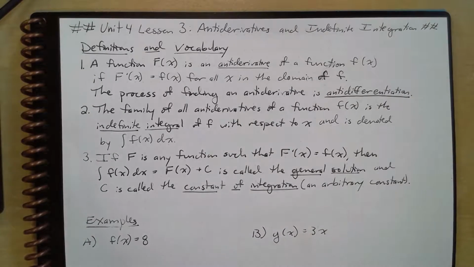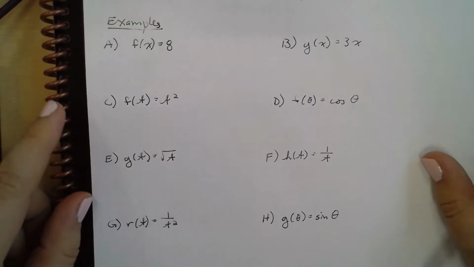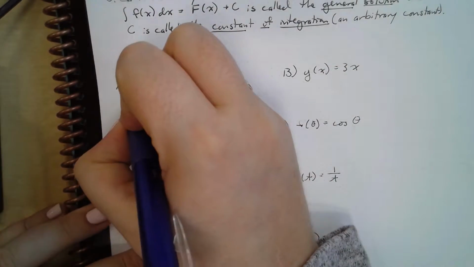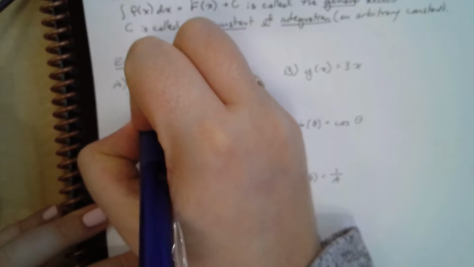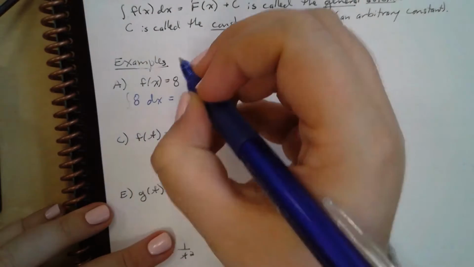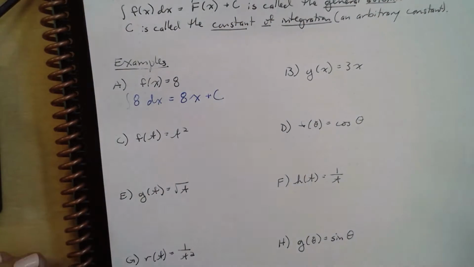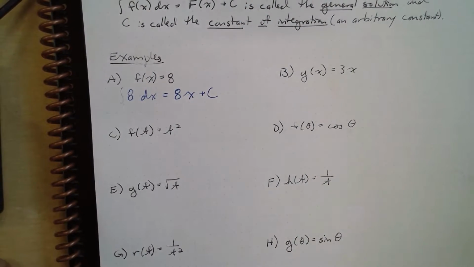So, we're given a derivative. We want to find the antiderivative. Here we're given f of x is equal to 8. So we're going to find the integral of 8 with respect to x. This is going to be equal to 8x plus c. You absolutely have to have the plus c there in order for this to be correct. That plus c means plus a constant.